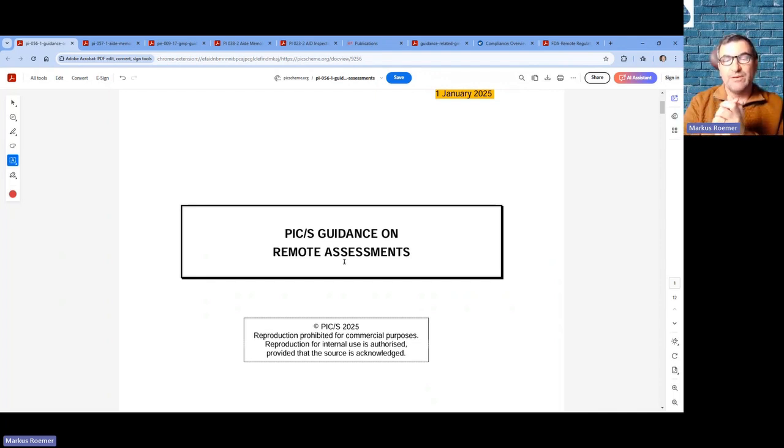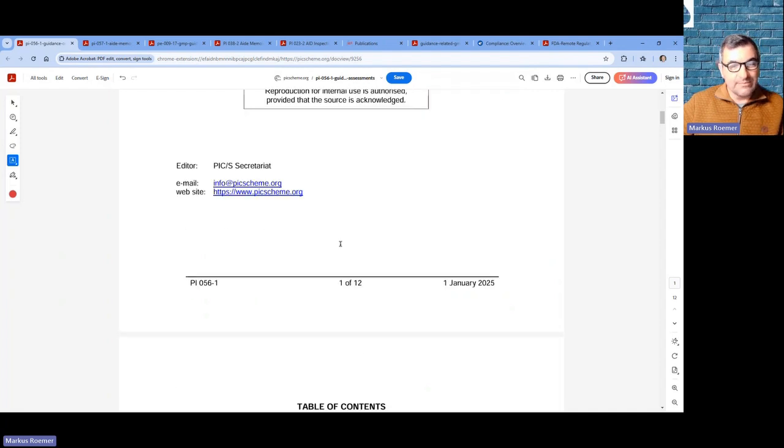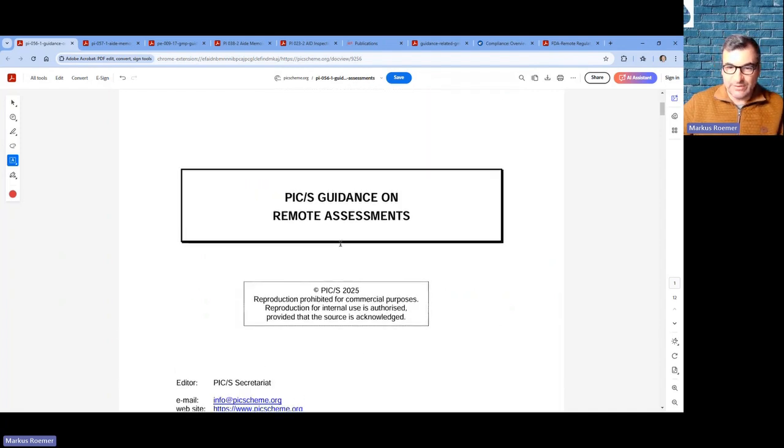In principle, remote assessments or distance assessments might be a good option for agencies. So here we will find some weaknesses from different points of view, and later we'll have a view on the EMA document and the US-FDA. But what PIC/S have done here, I don't understand it, and it's of a totally different quality from what I usually see from PIC/S.